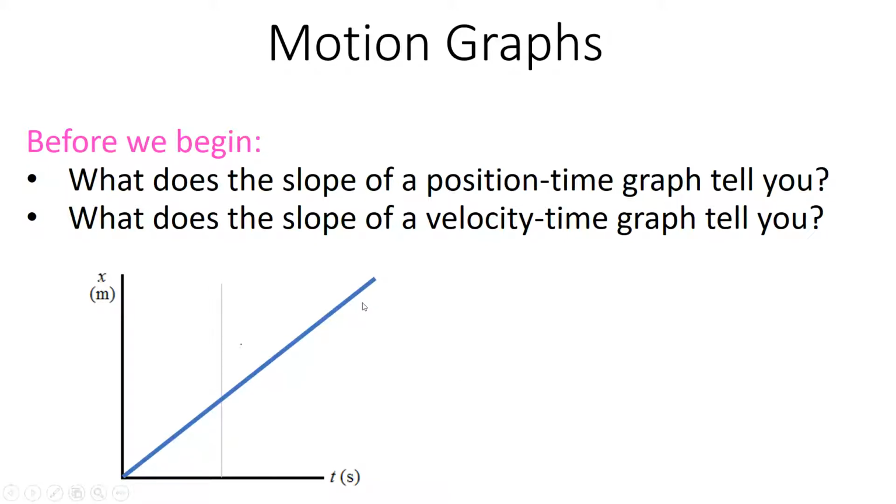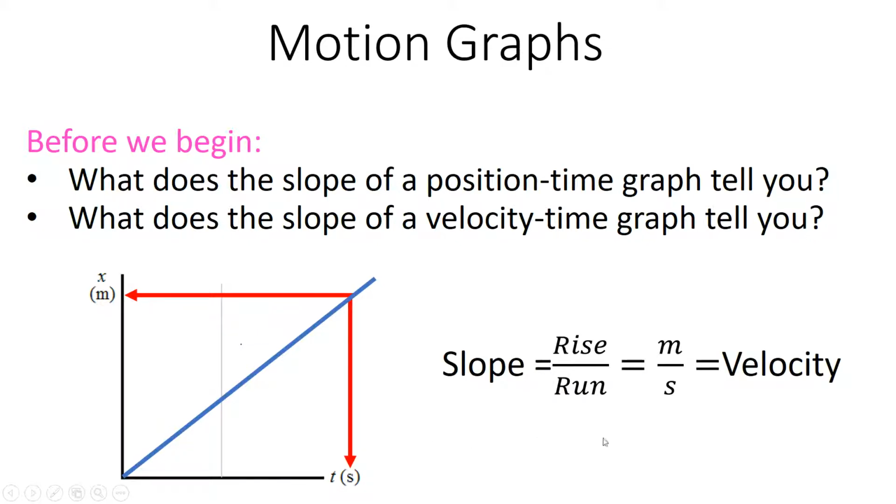Okay, so for a position time graph, let's take a look here. We've got our slope here, and when we calculate our slope, it's our rise over our run. So if we take a look at just the units of my rise units over my run units, that can tell us something about it. It's meters per second. And so therefore the slope of our rise over run is meters per second, which is what we call velocity. So the slope of a position time graph is velocity.